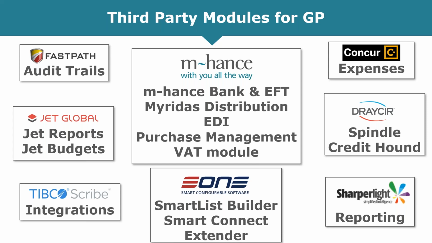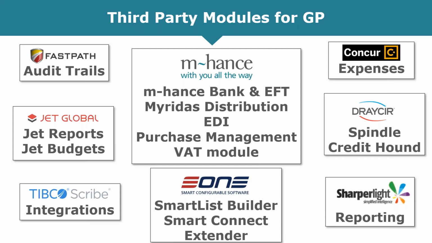E1's got Smart List Builder, we've mentioned. Smart Connect, which is a tool which can help to do with integrations of various different pieces of software, and Extender, which can help extend the windows of GP. Scribe, which is another integration tool.